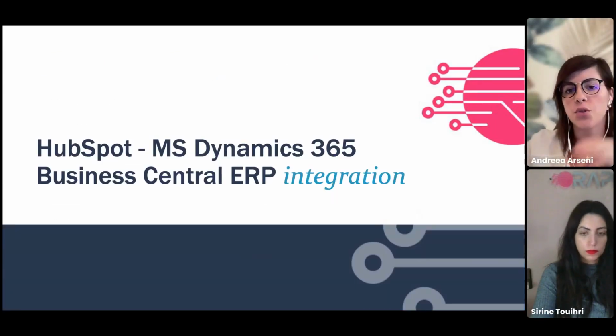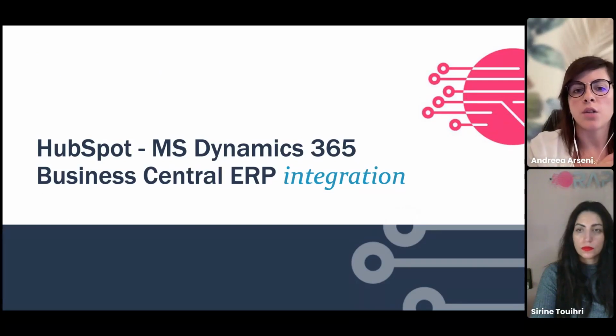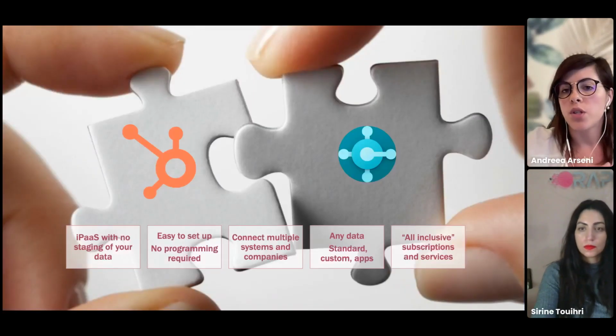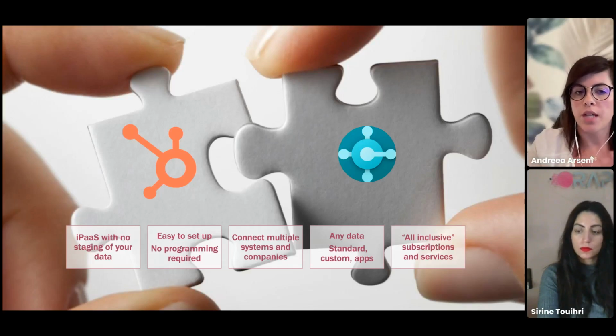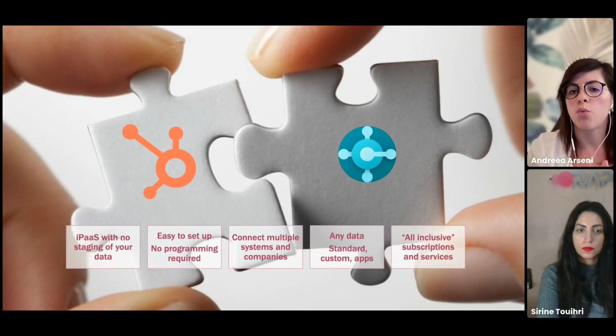Now, we will dive into the HubSpot and the Business Central ERP integration and how this looks. First of all, Rapidi is an iPaaS with no staging of your data, so you can easily set it up. You don't need to be a developer or a technical resource. You can connect multiple systems or multiple companies. You don't have any limitations in terms of that. You can integrate any data, can be standard, custom, anything, and all subscriptions are all-inclusive. So you get the whole package from the very beginning, and you know exactly what's included and how things will work moving forward.